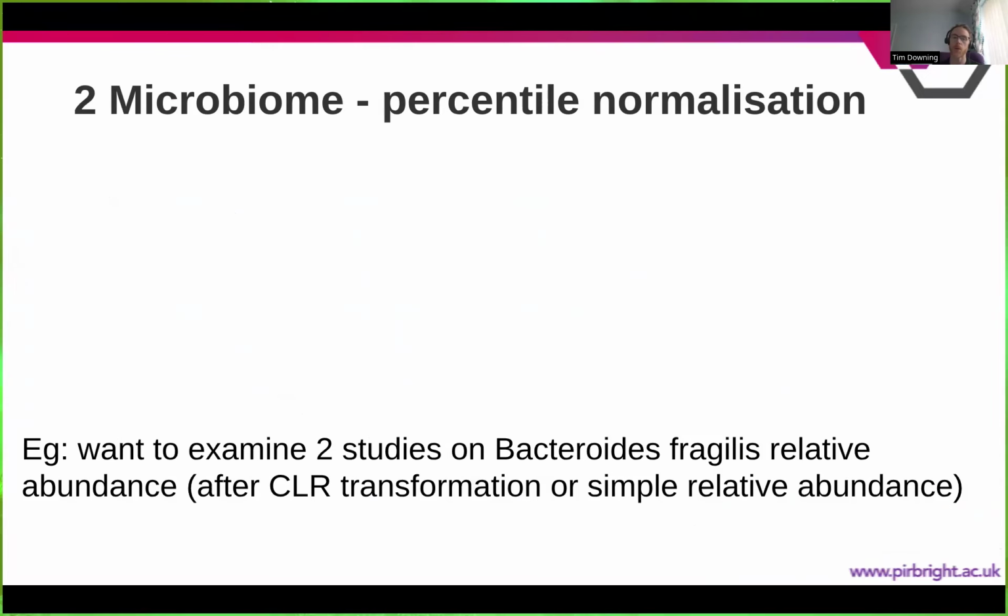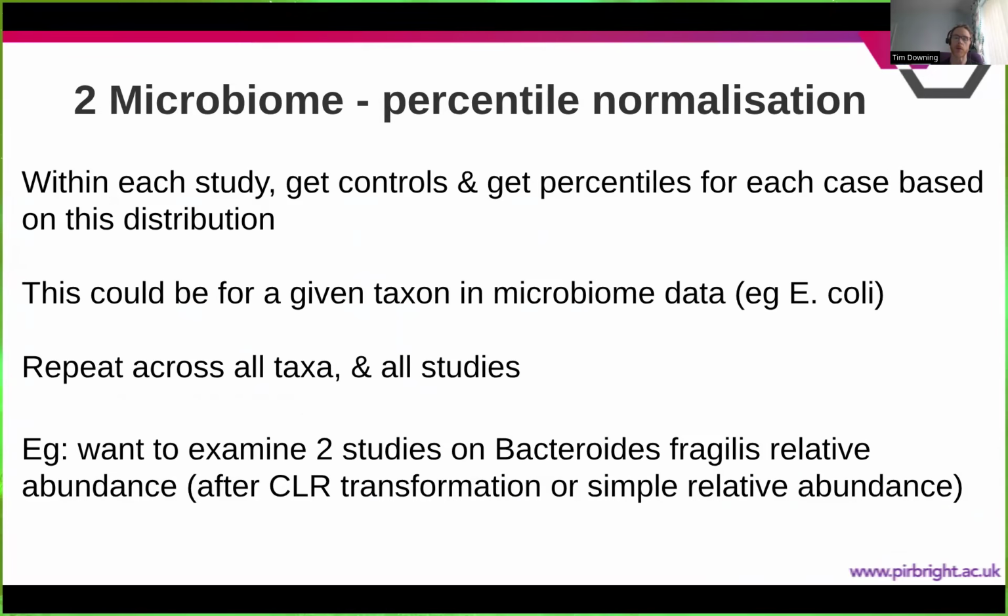So here we're looking at microbiome data, and what we're thinking about is that we have different cases and controls, and what we're going to do in terms of our technique of percentile normalization is map the position of each case onto our distribution of controls to get the percentile for each individual case.